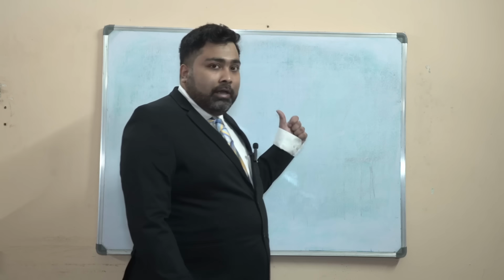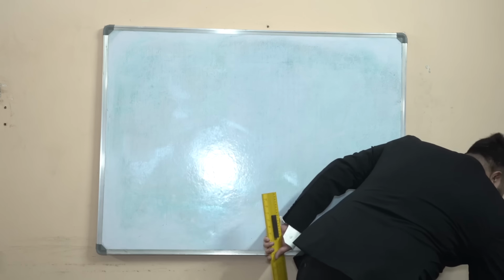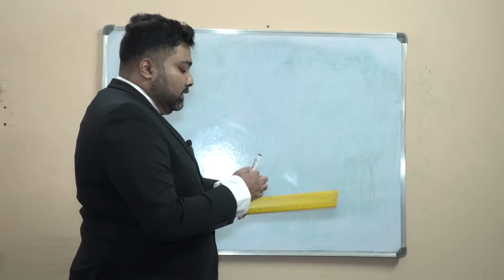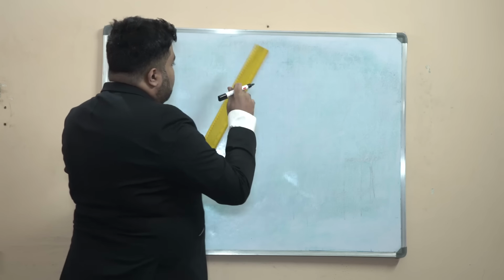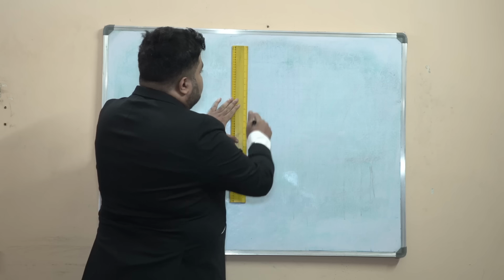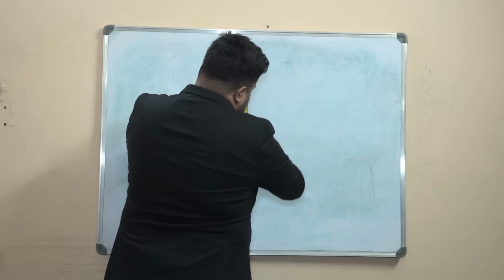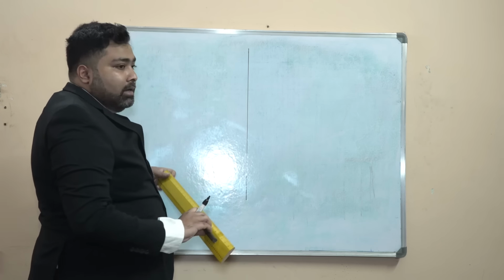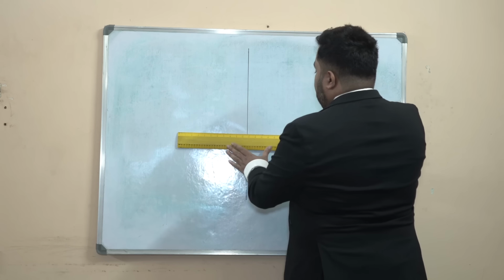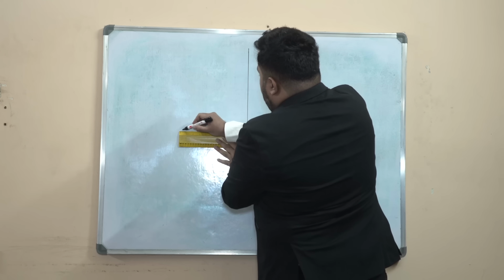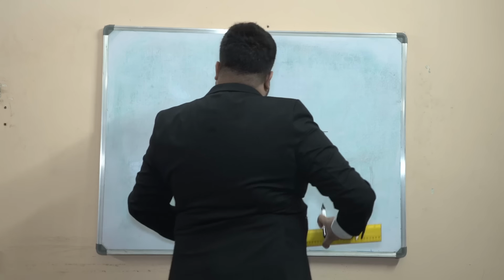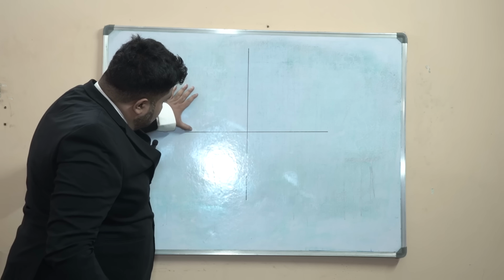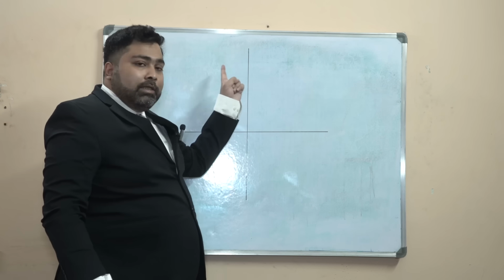For that, I need to draw a pair of axes. On the vertical axis will be the complex or imaginary axis. And the horizontal axis is the real axis. This is the real axis and this is the complex or imaginary axis.